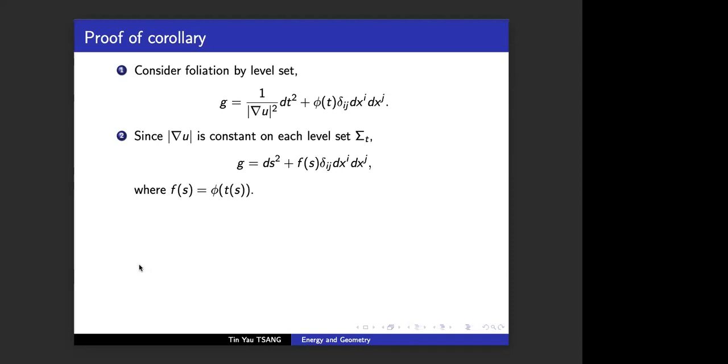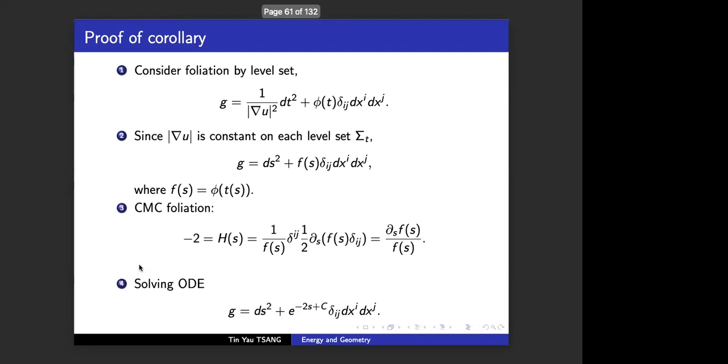We parameterize t to s. Then now, because it's a CMC foliation, just by solving this ODE, done, it is the hyperbolic metric. Right? So this is how we do things. I mean, this is for MgCO. Of course, MgCO is more difficult, so that's why I show it up here. So this is the idea.